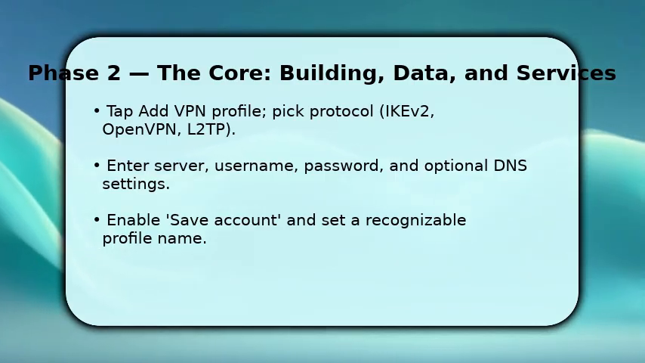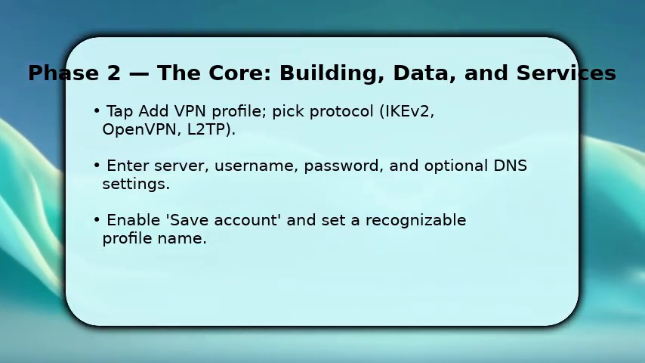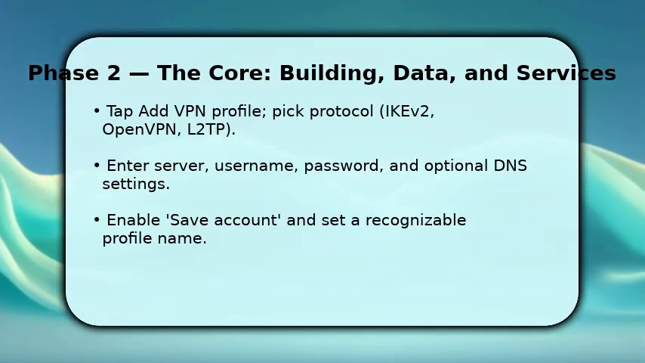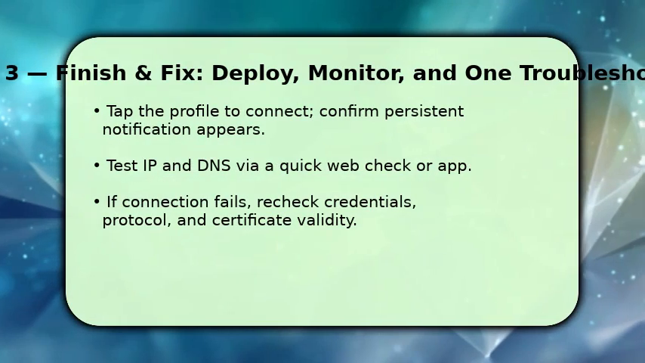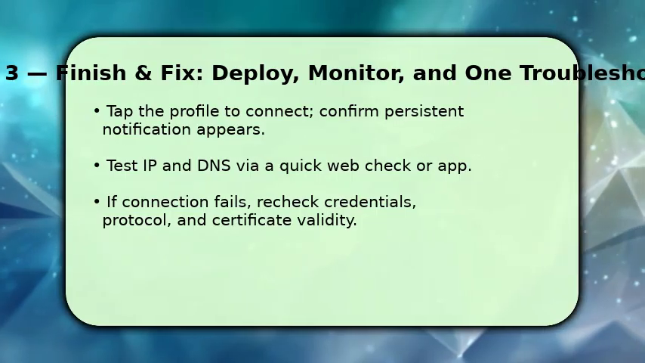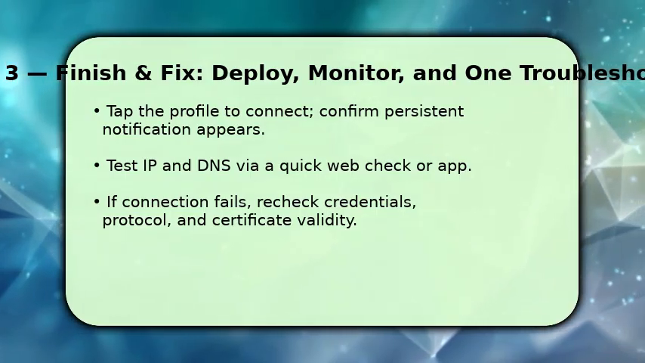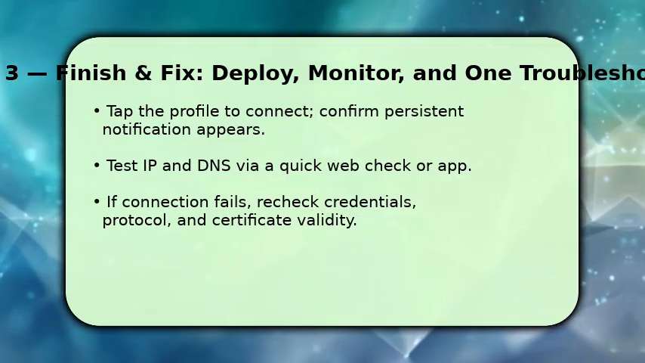Once the form is complete, save the profile and toggle the connection. This creates the secure route, so apps use the VPN when active. You can now connect by tapping the saved profile. Android shows a persistent VPN icon. This confirms traffic flows through the tunnel.